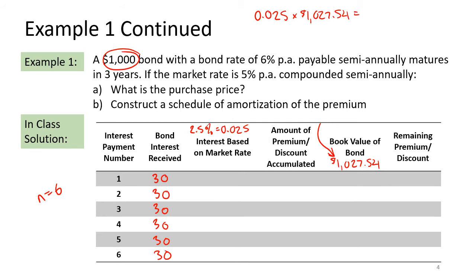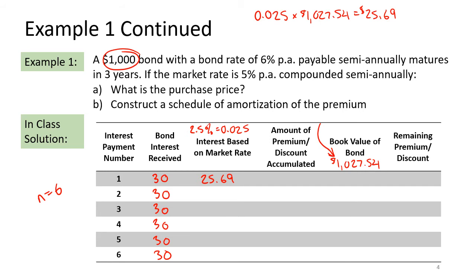$1,027.54. And we arrive at $25.69. Okay, so what you see is that our bond interest of $30 is higher than the interest we would have received on the market for that same book value of money, $25.69. So that difference between those two is the amount, in this case, of our premium that is accumulating over the course of our interest payments.